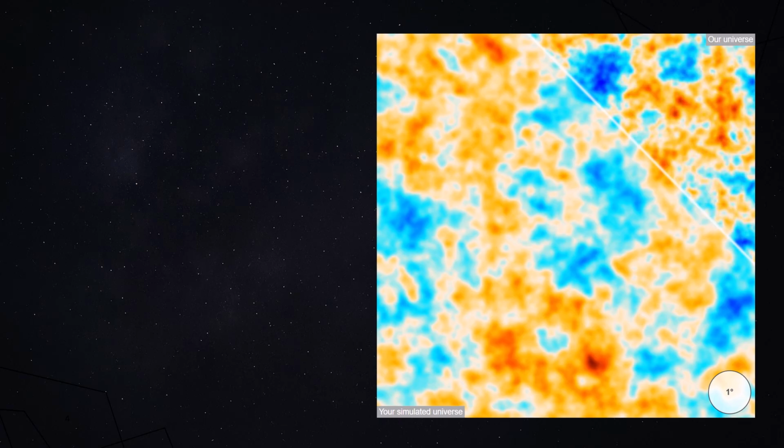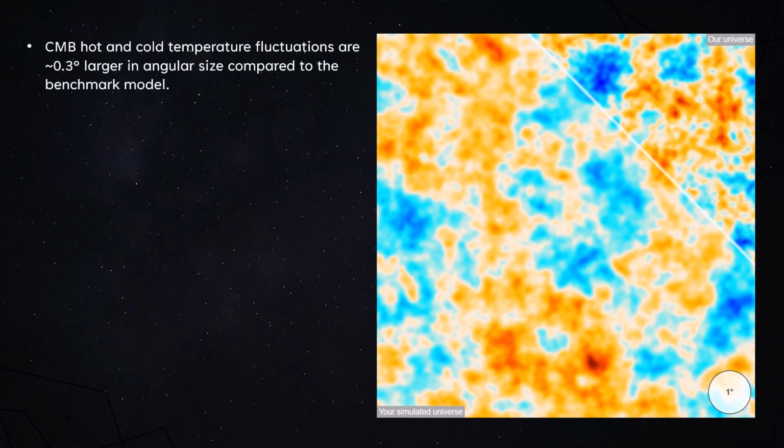And here's a better look at the temperature map shown on the previous slide. It shows the fluctuations of the hot and cold spots of the CMB, and the map scale area covers about 1 degree of the sky, or about twice the size of the full moon. The angular scale of our anisotropies is larger than the benchmark model by about 0.3 degrees.